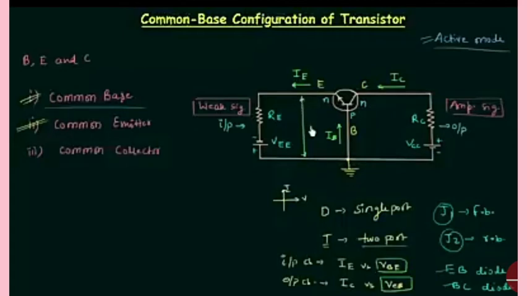VBE is the potential difference across base and emitter. VEE is this potential. If you neglect RE, like I did in the previous presentation for simplicity, then you will have VBE equal to VEE. In the same way, VCB is the potential difference across the base and the collector, and VCB is equal to VCC.